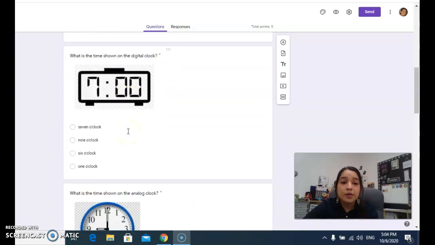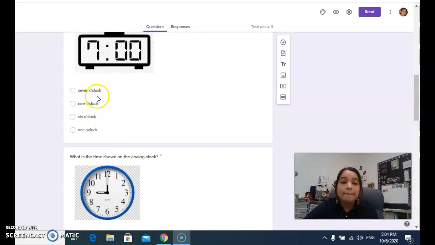For the second question, it says, what is the time shown on the digital clock? So you're going to look at the digital clock and you're going to pick which time is shown. So which one is being represented on the digital clock?